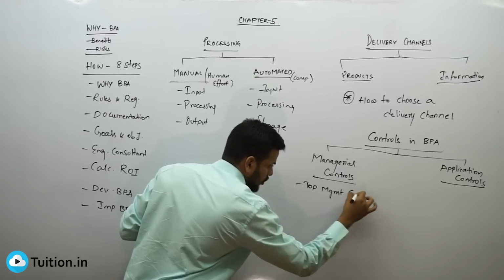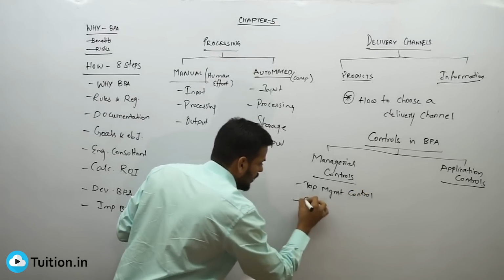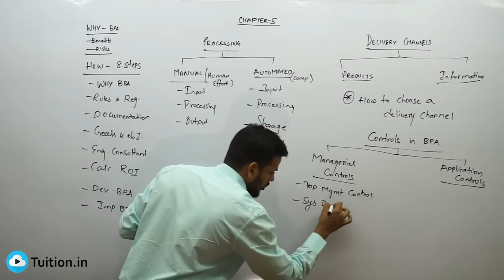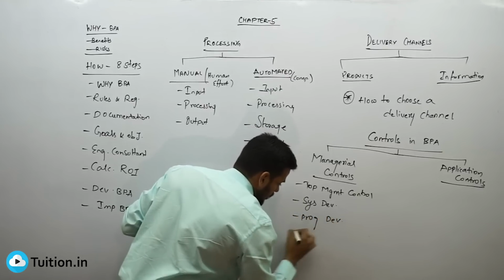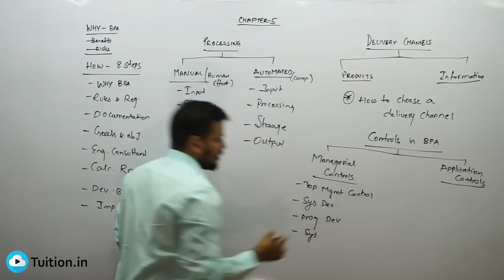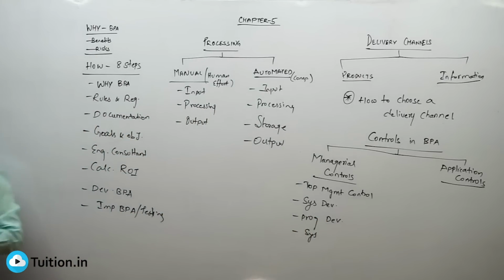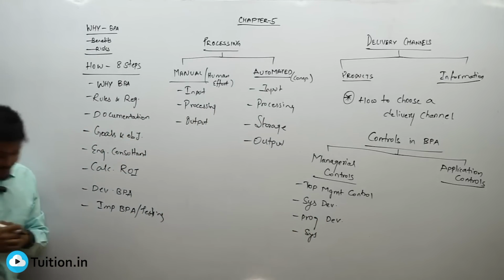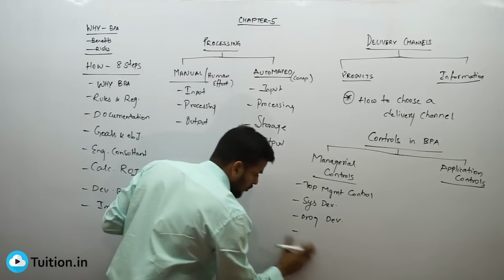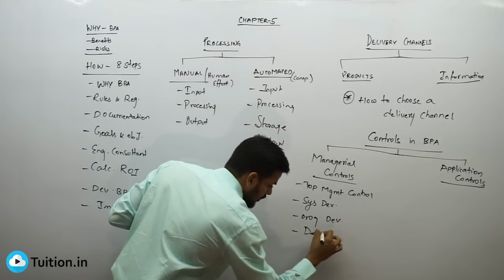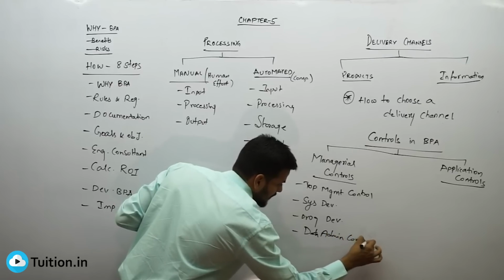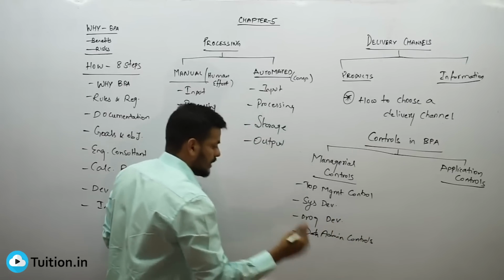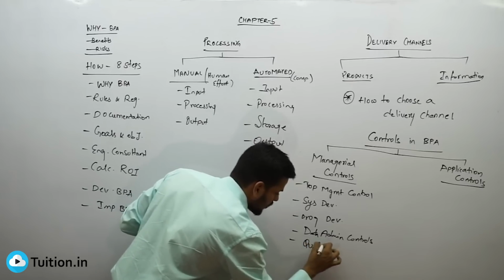Top management controls on planning, ideology and all that. Then system development control, program development control. Then we have systems and program development control, and then we have data administration controls, and quality assurance controls.